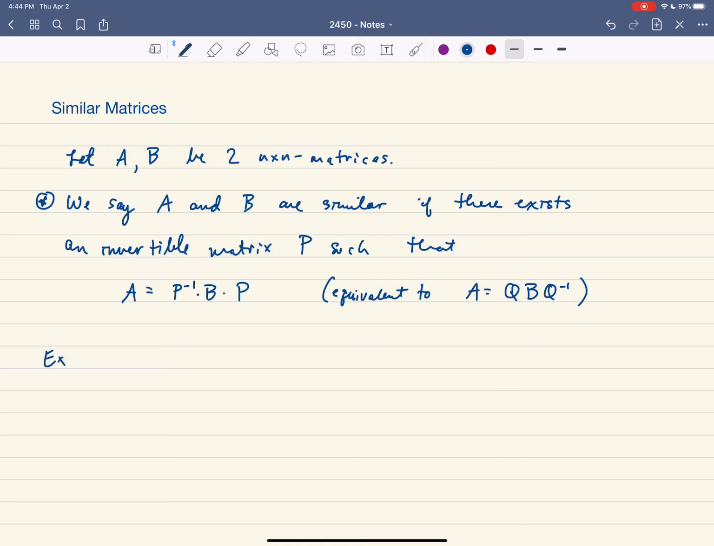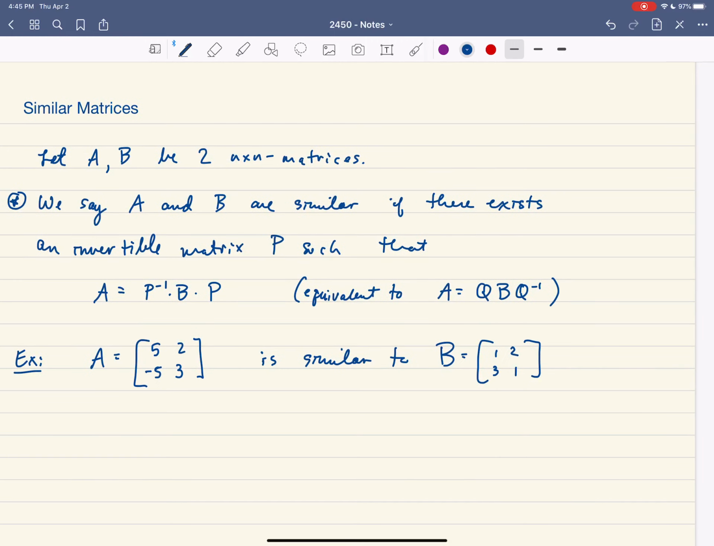Just to compute an actual concrete example here, let's look at the matrix A, which is 5, 2, negative 5, 3. It turns out A is similar to B, where B is the matrix 1, 2, 3, 1. And you can check this. You can check that the matrix P is given by 1, 0, 2, 1.